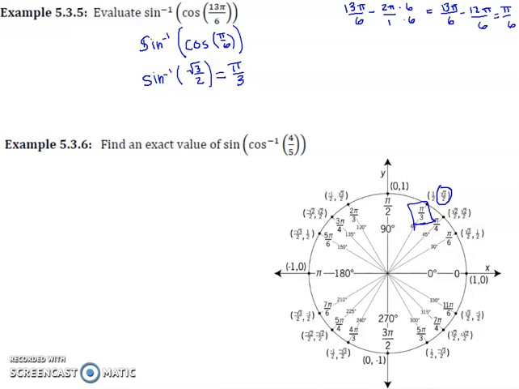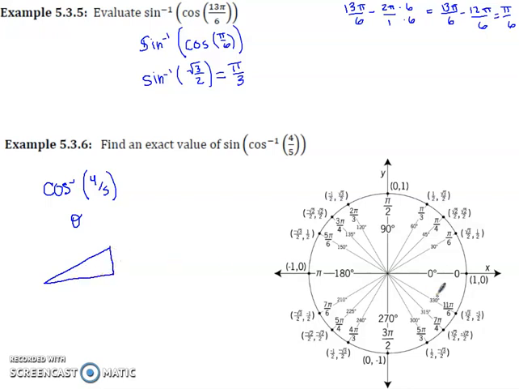Example 536 is going to be a little bit similar, but you might notice that I have no ratios of 4 over 5 anywhere on my unit circle. So I'm actually going to use a slightly different approach. I am first looking for the inverse cosine of 4/5, which means I want an angle that gives me a ratio of 4/5 for my cosine. Instead of using the unit circle, I can use triangles to help me figure out what my angle might be. So I'm going to go ahead and draw out my triangle.